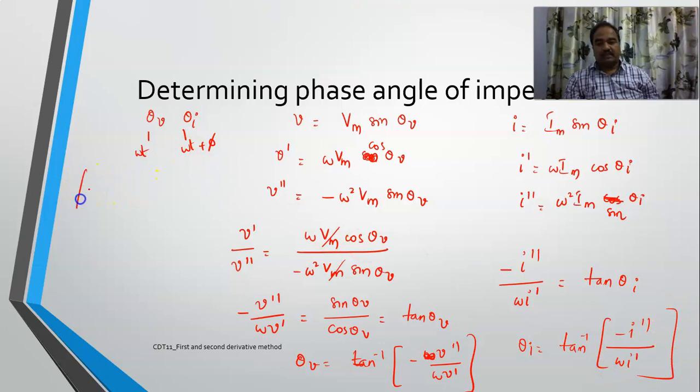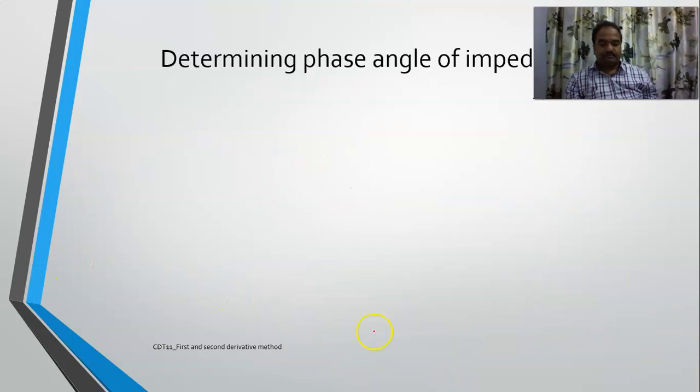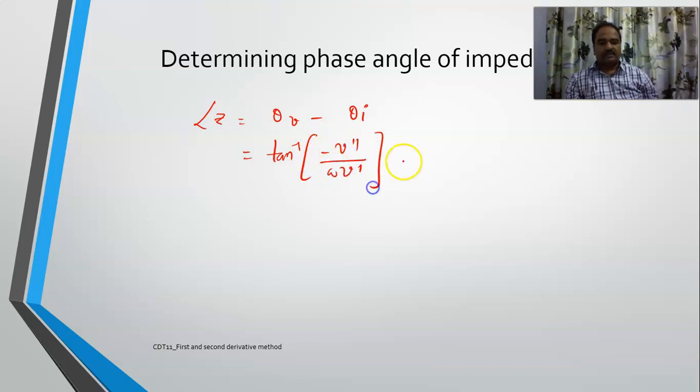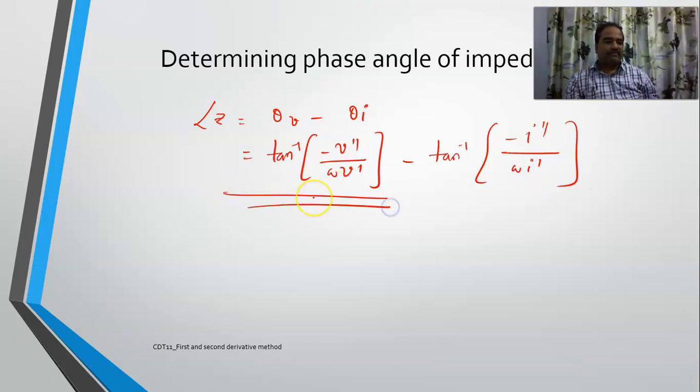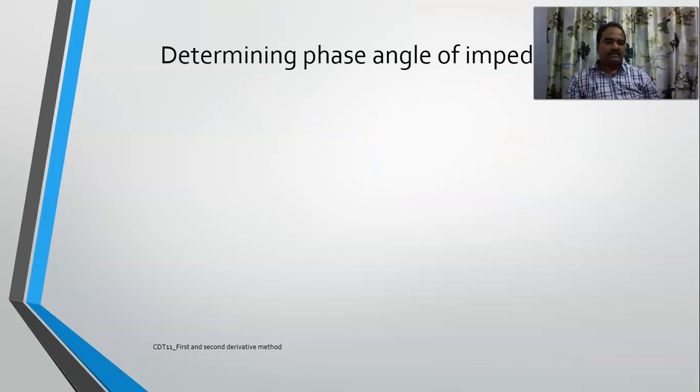So what is the angle of impedance? The angle of impedance is theta V minus theta I, right? So I can directly take it as tan inverse of this one. Angle of Z is equal to theta V minus theta I, so it is tan inverse of minus V double dash by omega V dash minus tan inverse of minus I double dash by omega I dash. So in this way, if I have the first derivative and the second derivative, I can determine the phase angle and also the magnitude of the impedance of any signal.